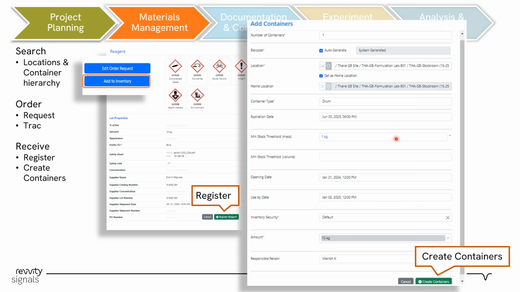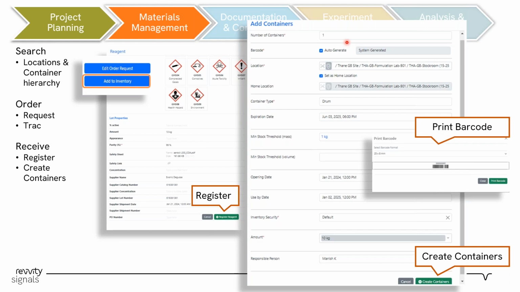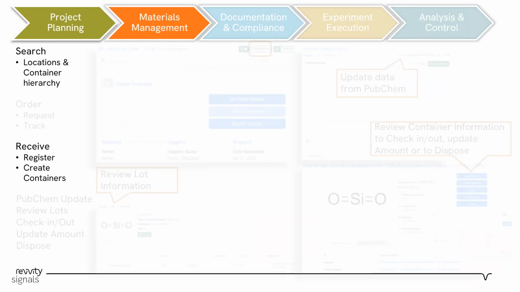And then you can create a number of containers, generate barcodes, define the location or home location for those containers, calibration, or its expiry dates. All this information you can enter, and then finally have those containers in the desired location where you can use it.